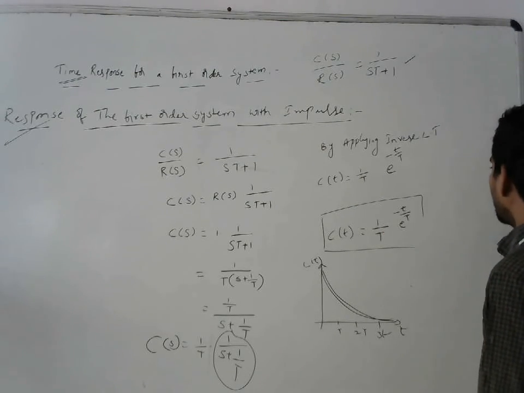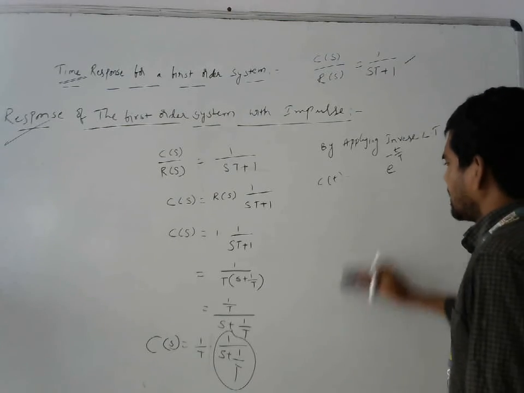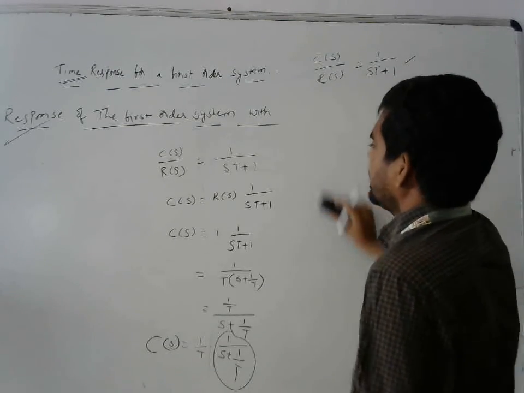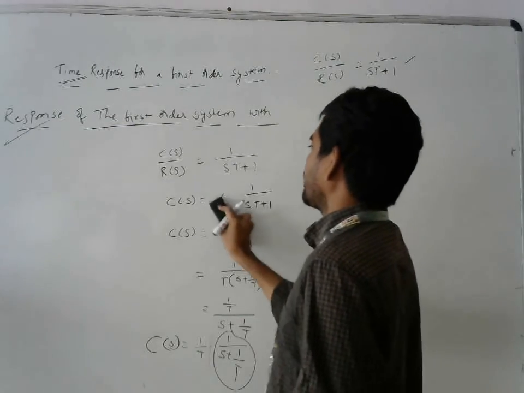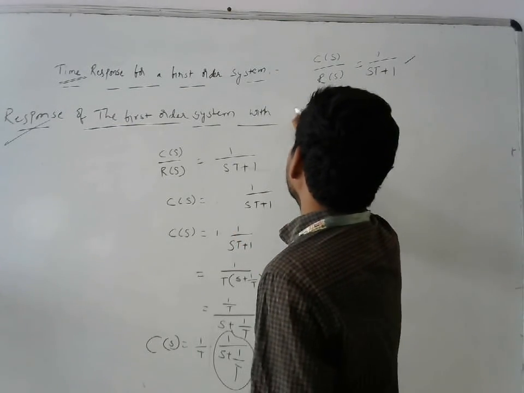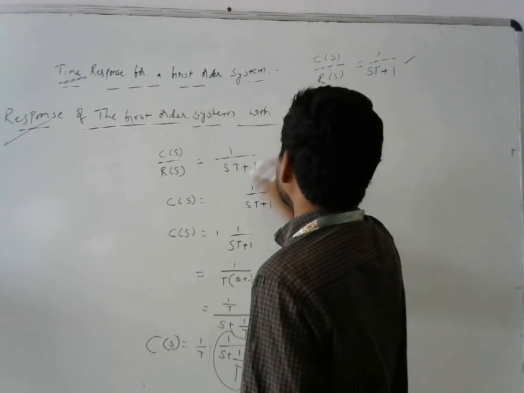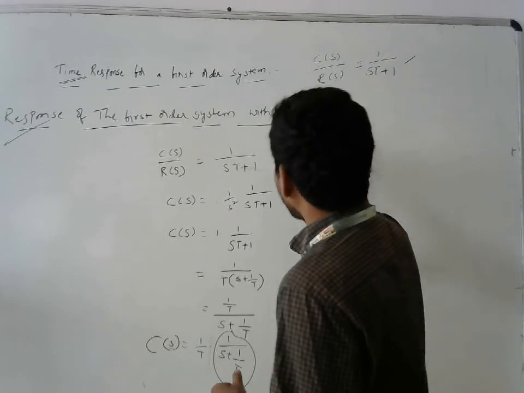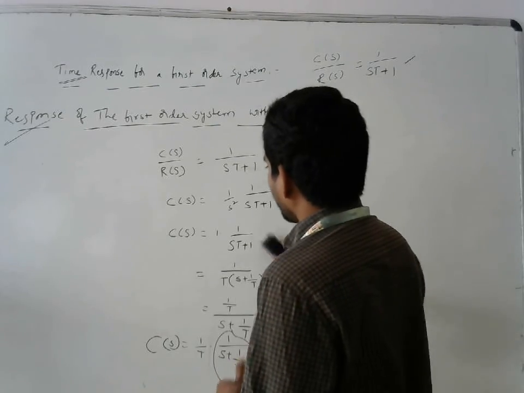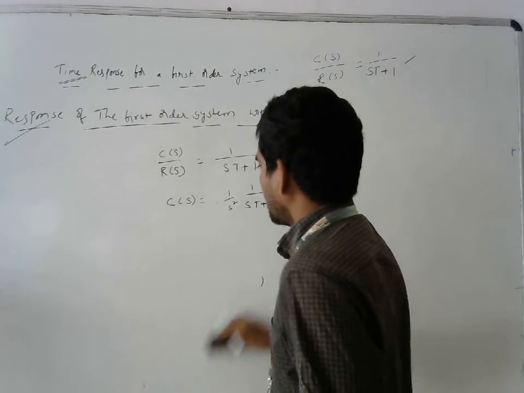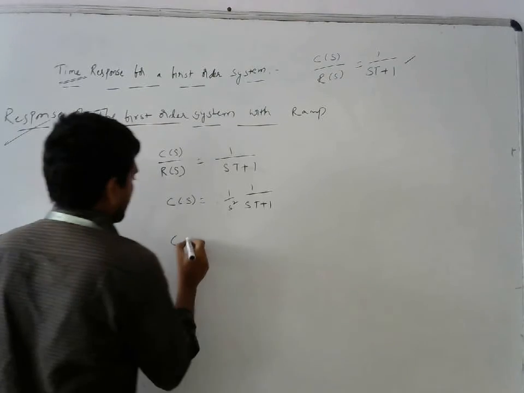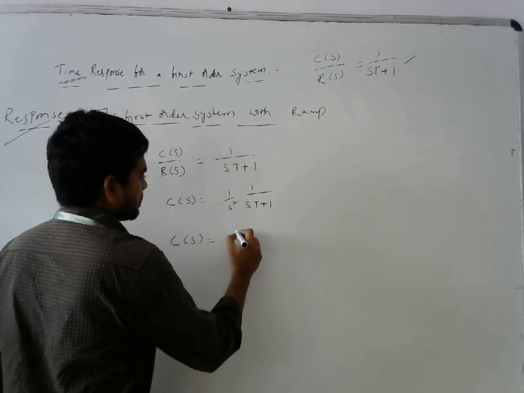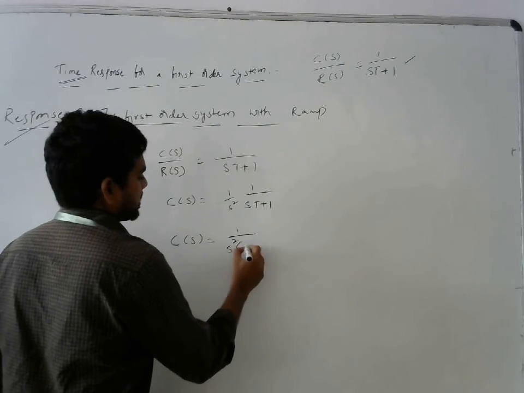Similarly, we can give a ramp signal or a parabolic signal. For a ramp signal, what do we need to change here? For a ramp signal, we need to give 1 by s square. Then we write C of s is equal to 1 by s square into sT plus 1.